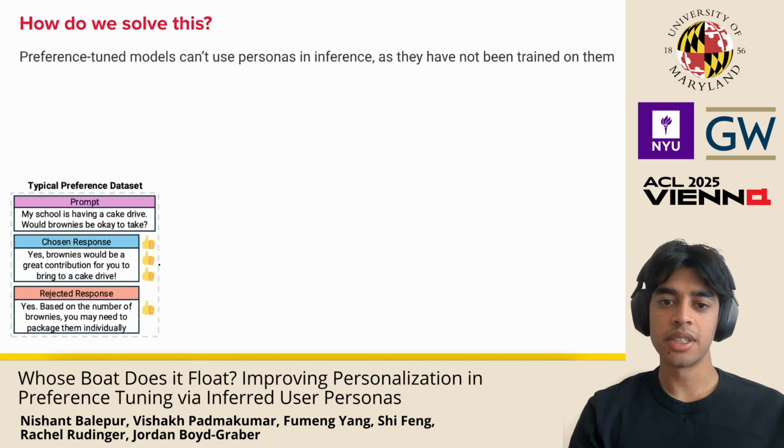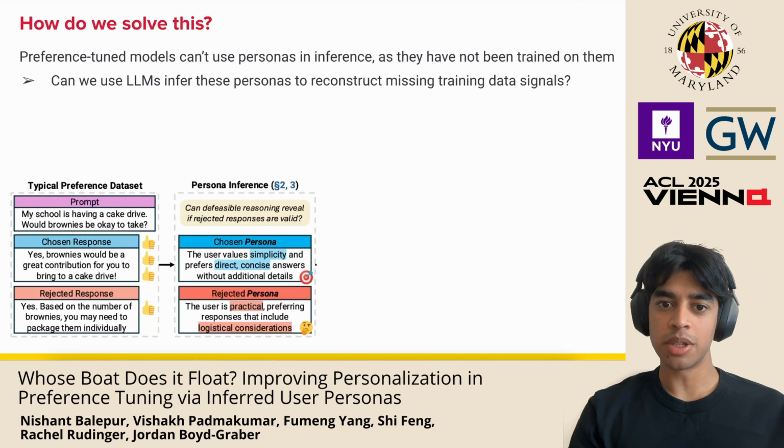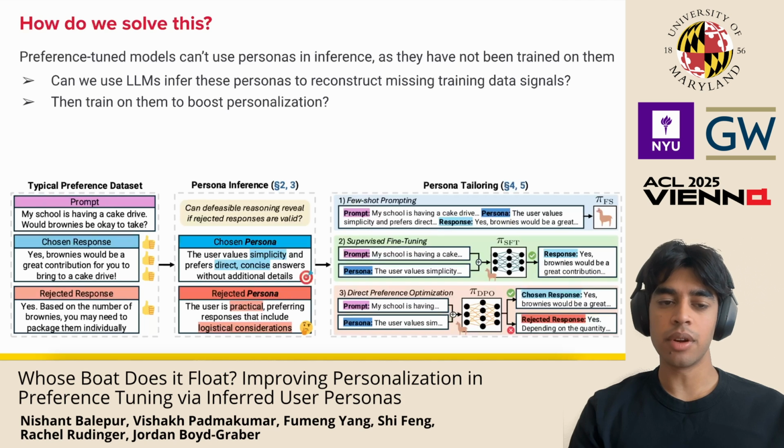To fix this problem, we first realized that preference datasets can't use these personalized requests, which we call personas, during inference, since they have not seen them in training. Thus, we could use LLMs themselves to infer these personas, reconstructing missing training data signals for personalization and preference data. If successful, we could train models on these inferred user needs, boosting LLM personalization. This framework was super effective, so we'll walk through it now.